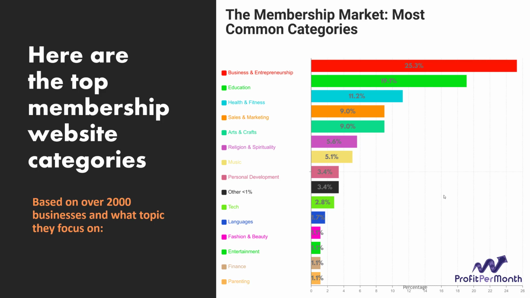And then arts and crafts, religion, music, personal development, other tech, languages, and then it goes so on and so forth from there. But this graph is really useful for understanding, hey, what are the main categories that other businesses focus on? And it'll give you an insight as to, hey, which one of these do my talents or my interests fall into? So this is a good place to pause and take a look if you want to get a better understanding of this graph. Okay, now that you've done that, let's keep going and see what else we can learn.